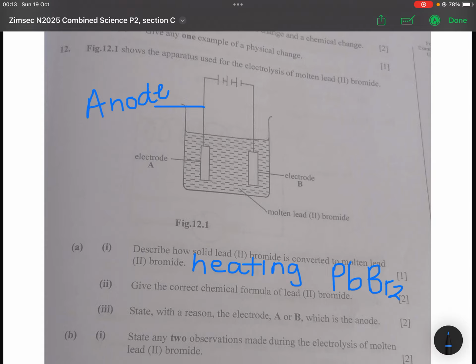The question is requiring us to state with a reason. The reason why we are saying this is an anode is that it is connected to the positive terminal. So this is the positive terminal, right? And then this one is the cathode. The reason why we are saying it is the cathode is because it is connected to this negative terminal.